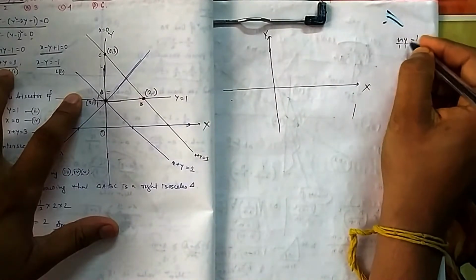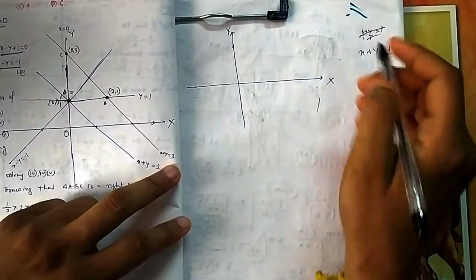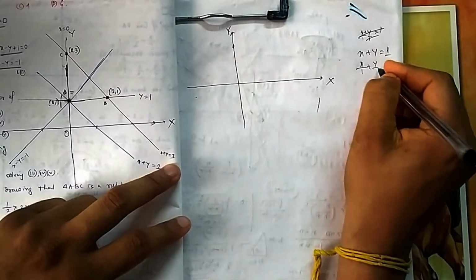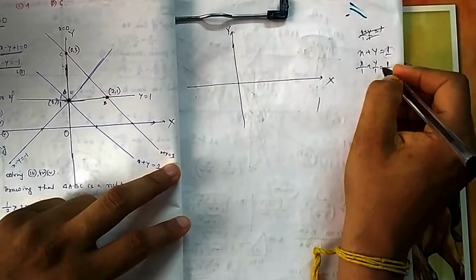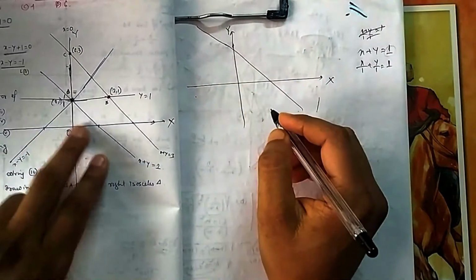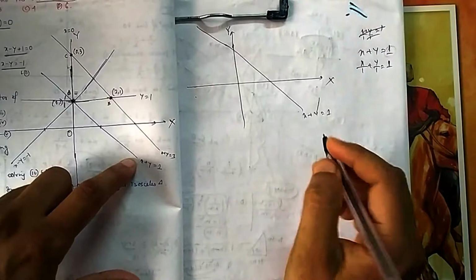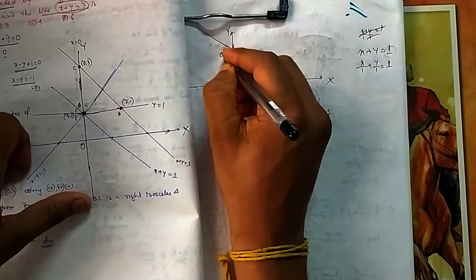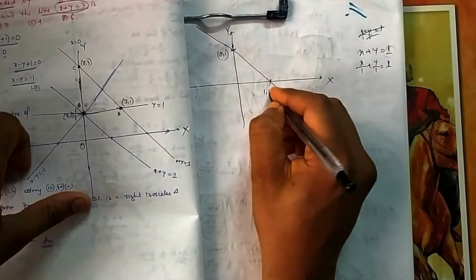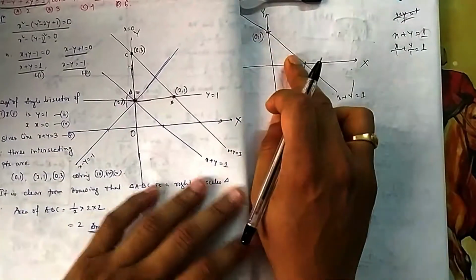If x plus y is equal to 1, in intercept form it is x by 1 plus y by 1 equal to 1. This side you have to make it 1, and it is already 1, so this is this type of line. So the first line you can see, this is x plus y is equal to 1. This is your point (0, 1), and this is your (1, 0). These are the intercepts.